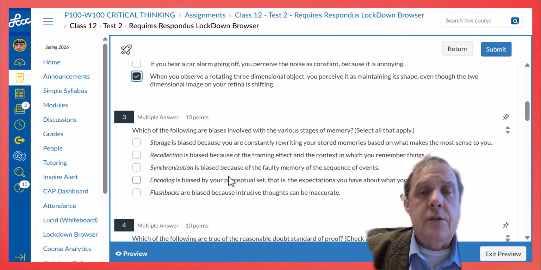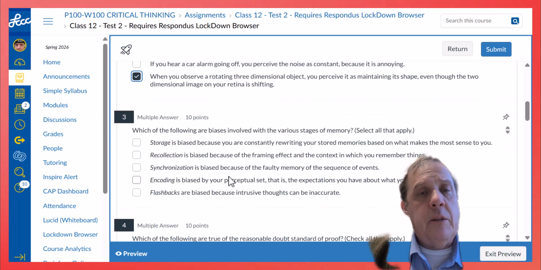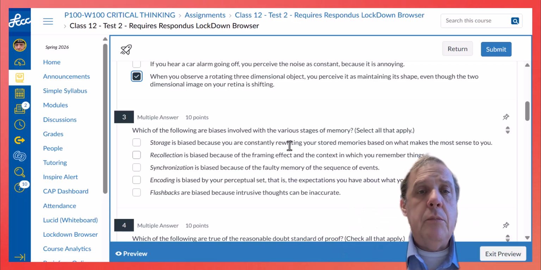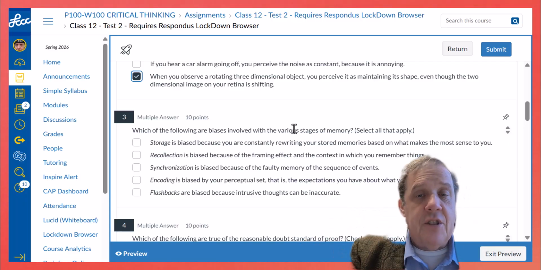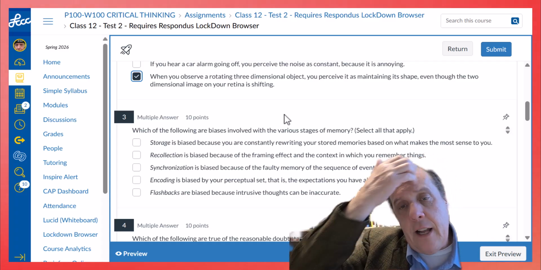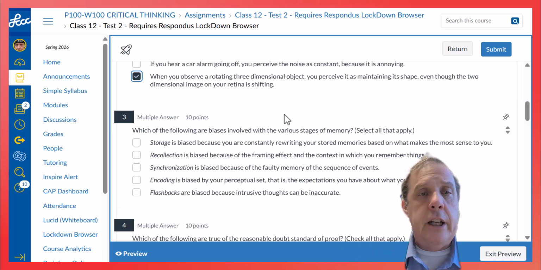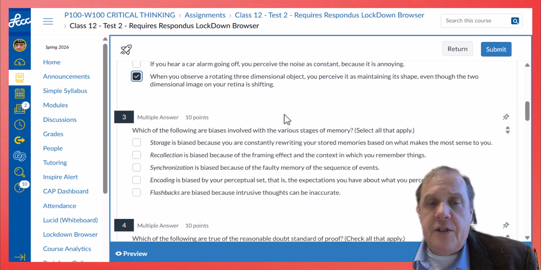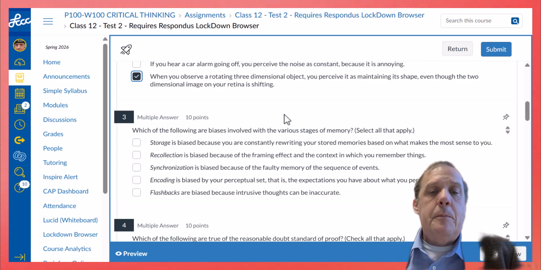Okay, so that was perception. We talked about cognitive bias. We talked about perception. Now we're going to talk about memory. Your memory is biased. That's just the way it is. So every stage involved in remembering something actually has its own bias to it. So this question just asks you to identify the biases in the different stages of memory.